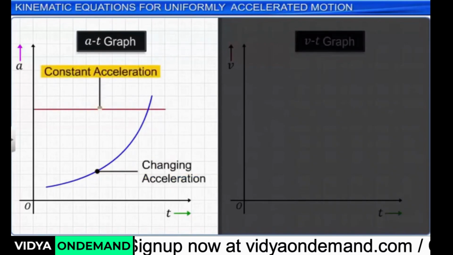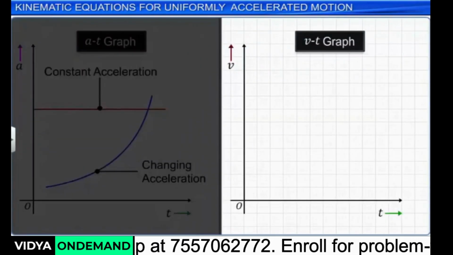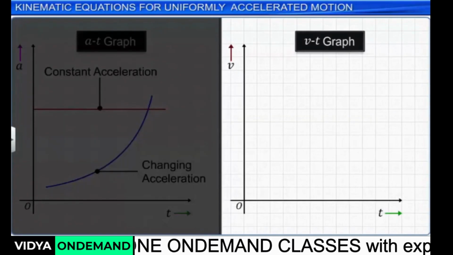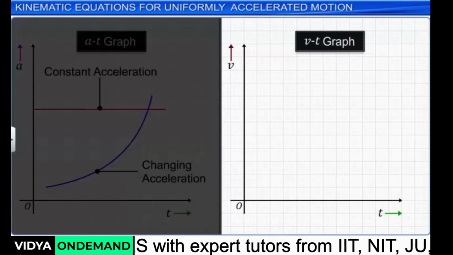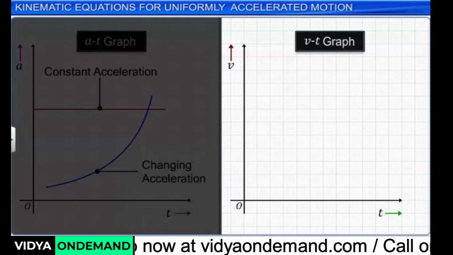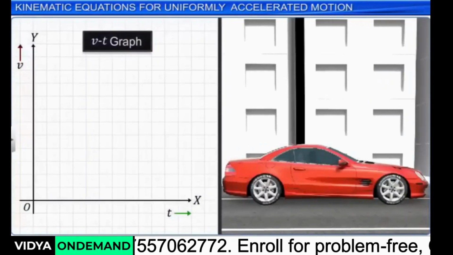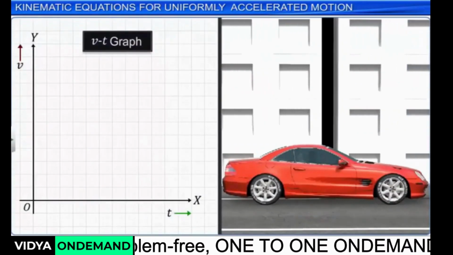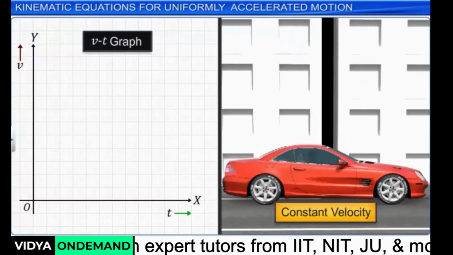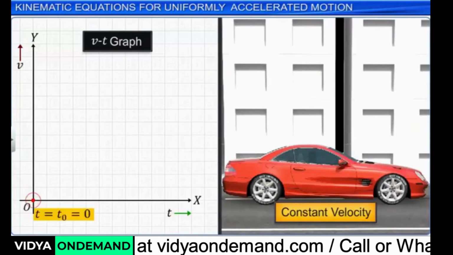VT graphs help us understand the given problems a little more clearly and solve them easily. Let us look at one interesting aspect of the VT graph. This graph actually helps find the displacement of a body. Let us consider an example where a body is moving with a constant velocity, v, during the time interval t, where t is equal to t0 is equal to 0 to t is equal to t1.